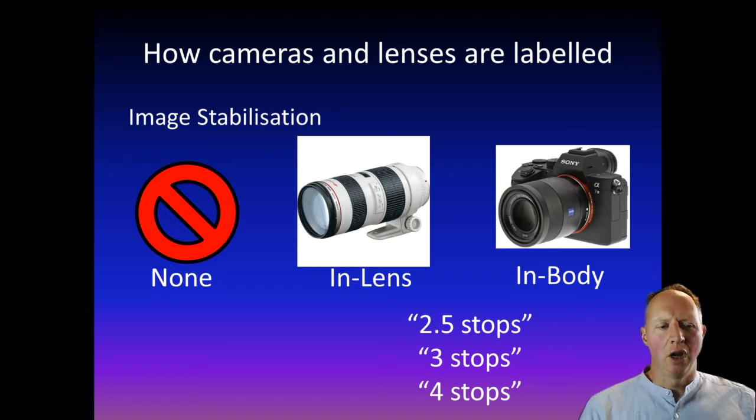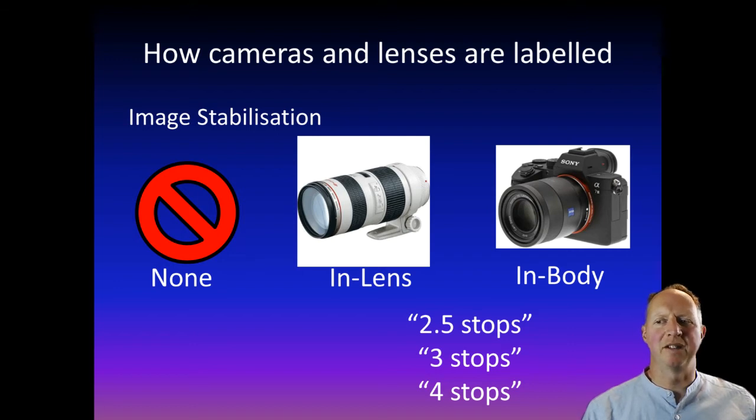Normally when you press the shutter button, that creates a tiny vibration, and that can cause blur in your picture, particularly at longer shutter speeds. And it may be labelled as 2 stops, 3 stops, 4 stops of stabilisation.